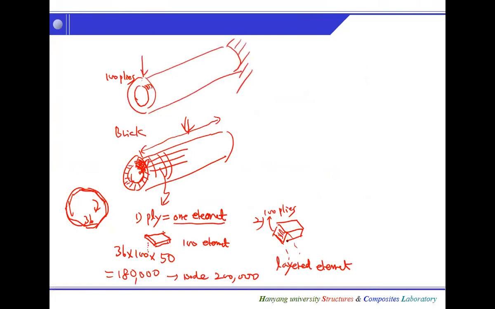Abaqus, ANSYS, Nastran have that kind of capability. So you as a structural solver need to decide which one to choose, either this one or that one. Of course, in a layered element, you don't need to have only one. You could have half and half, like two elements, so that each one will have 50 plies. And you have several choices. Okay, this is the choice for the case of a brick element.